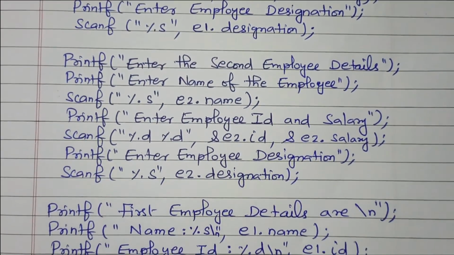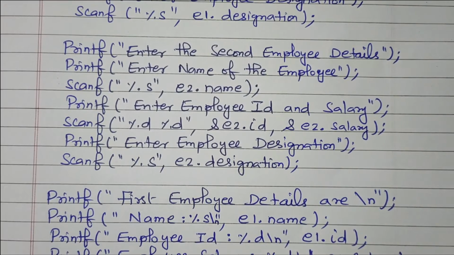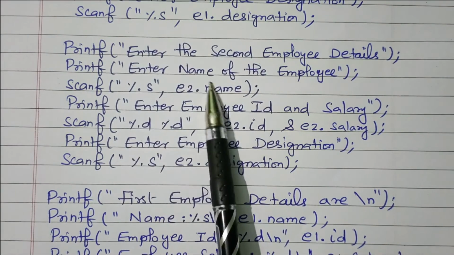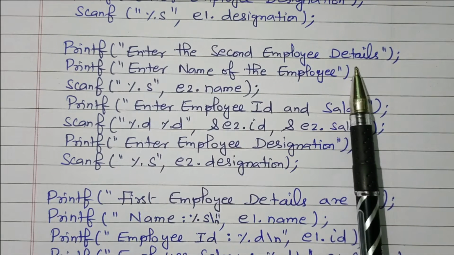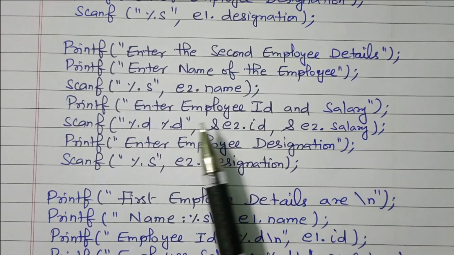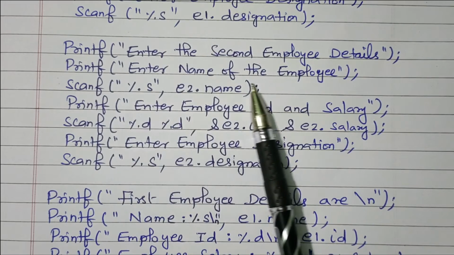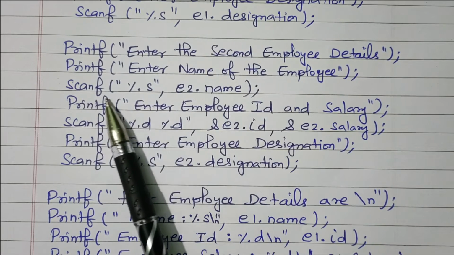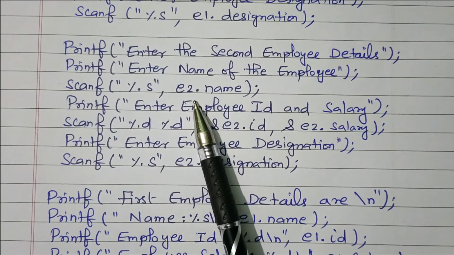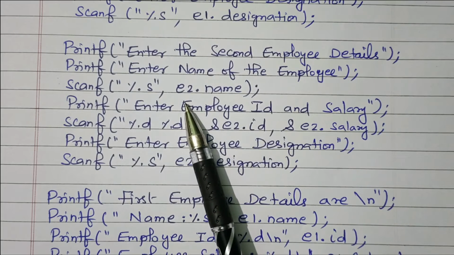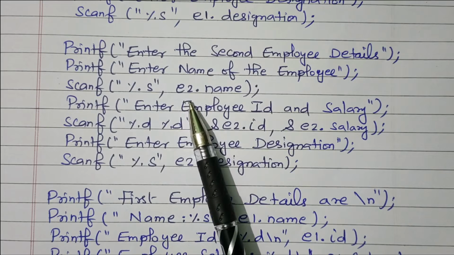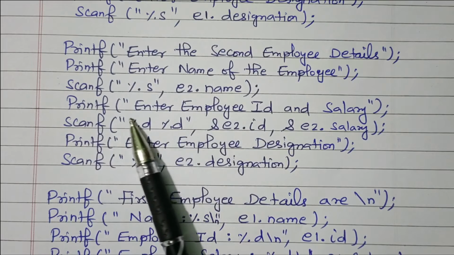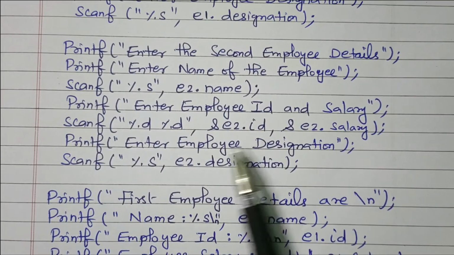Similarly, we need to get one more employee because we declared E1 and E2. Now we need to get the second employee details. printf, enter the second employee details. Same thing we repeated for the second employee. printf, enter name of the employee. scanf, %s, E2 dot name. Earlier E1 dot name, so for the second employee this is E2 dot name. printf, enter employee ID and salary.